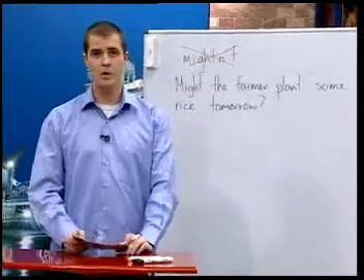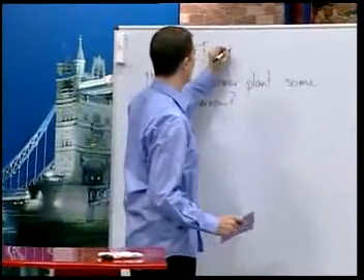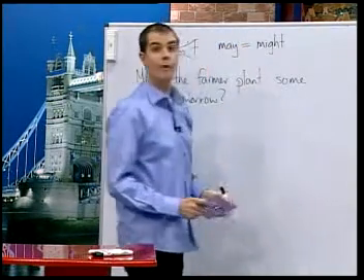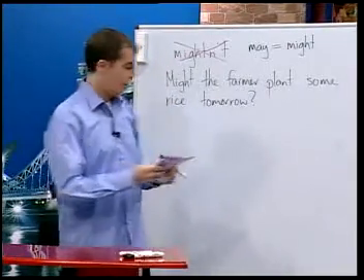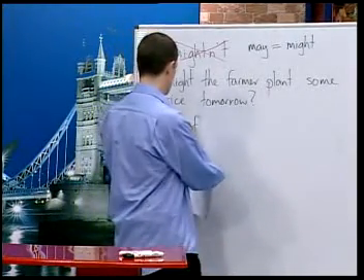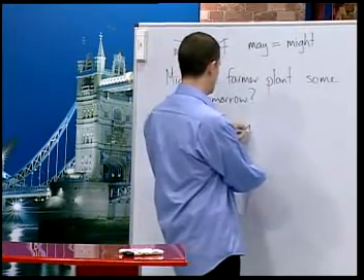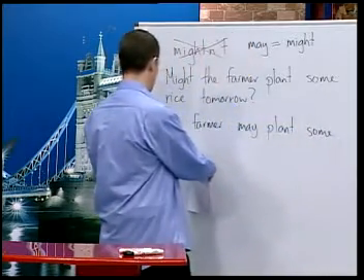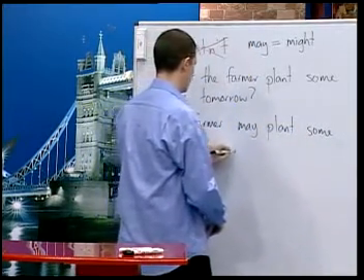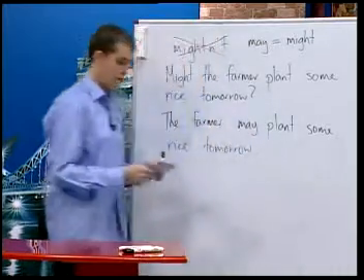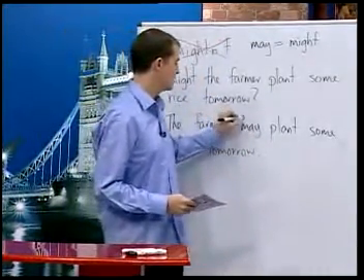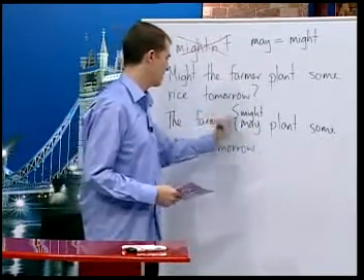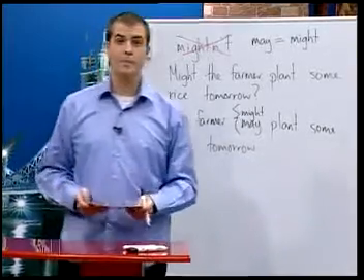May can also be used instead of might. So we could say that may is the same as might for possibility. The farmer may plant some rice tomorrow. This is the same as the farmer might plant some rice tomorrow. They are the same. Let's practice these now.